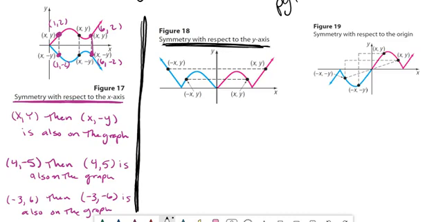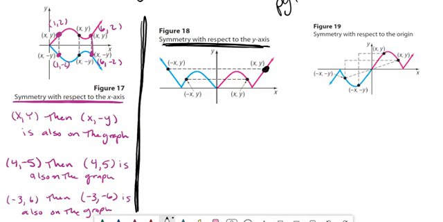So go ahead and jot this down: symmetry with respect to the y-axis. Again, if you didn't draw the graph already, just at least make sure you're writing down the title, symmetry with respect to the y-axis. So you're noticing, again, the key features that they're wanting us to notice and getting it jotted down. So again, graphs with symmetry with respect to the y-axis.